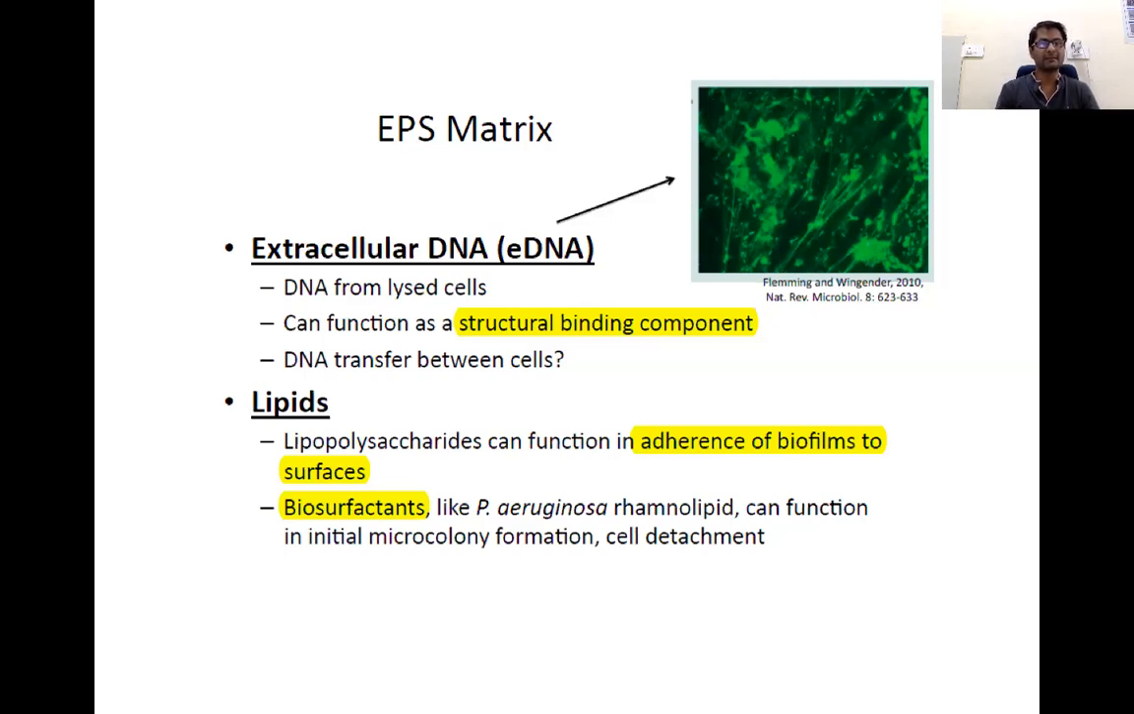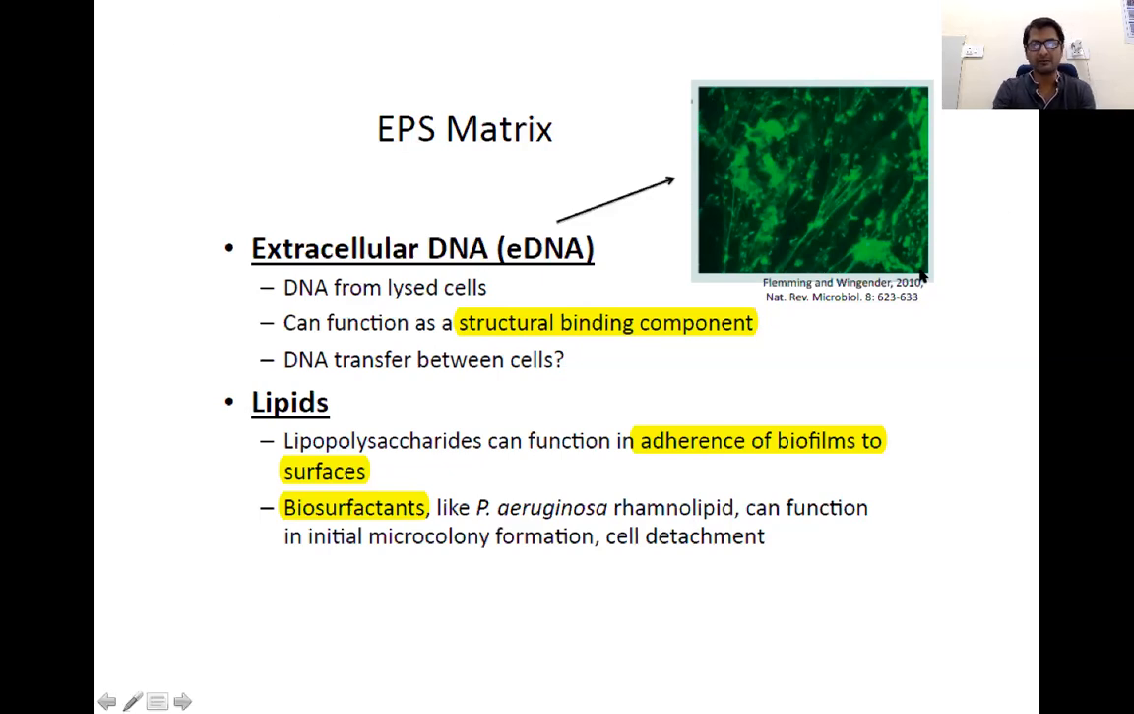And the lipids which are present: lipopolysaccharide can function in the adhesion of biofilm to surfaces, and another one is biosurfactants, like the rhamnolipid of Pseudomonas aeruginosa, which can function in initial microcolony formation and cell detachment. So cell detachment is needed when a new biofilm is going to form, right? So I guess you have understood this.